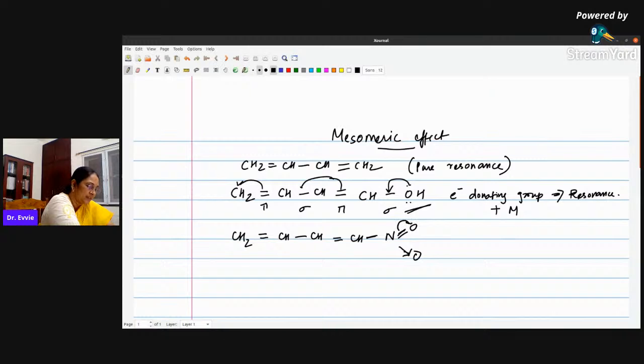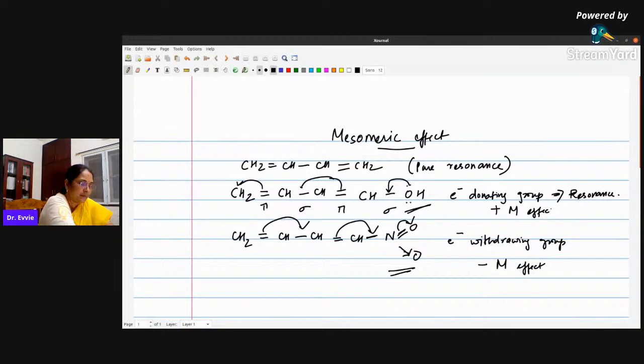So how will the resonance take place? This will happen like this. This is how the resonance will take place. Now, what is this NO2 group? This NO2 group is an electron withdrawing group, and resonance is happening because of the electron withdrawing group. So we call this minus M effect. So plus M effect and minus M effect, that's the only difference.